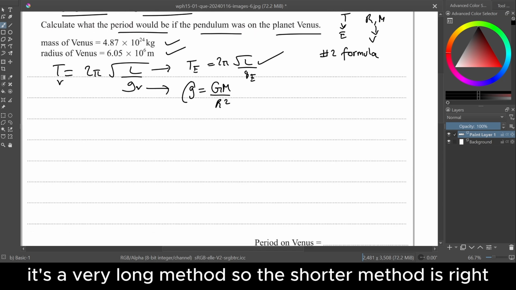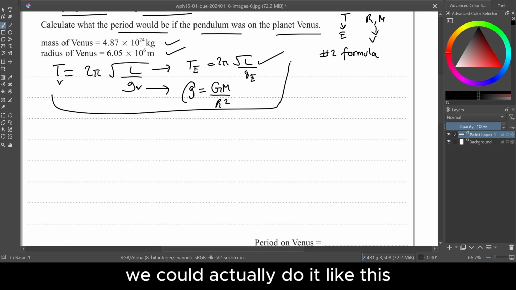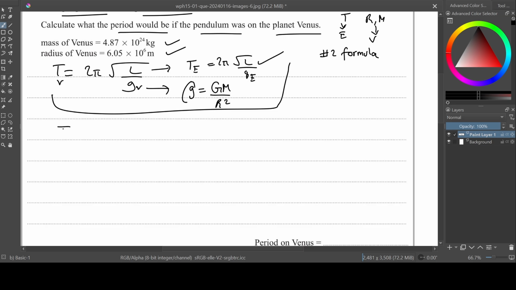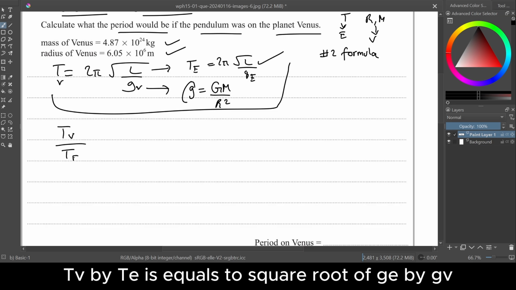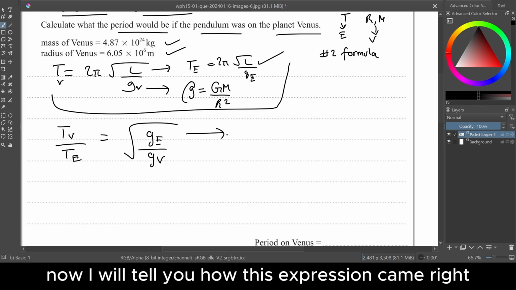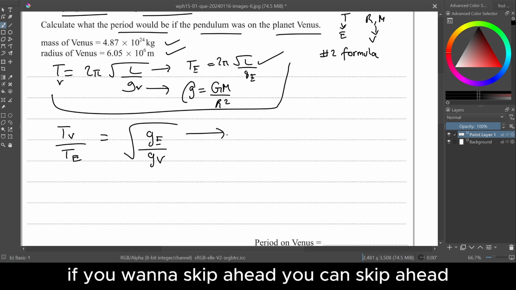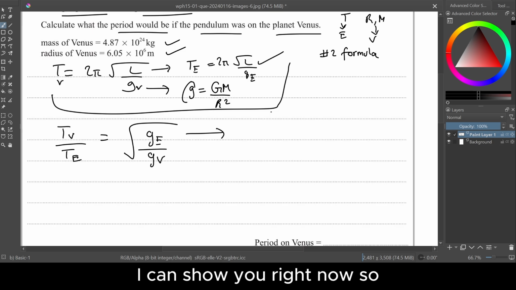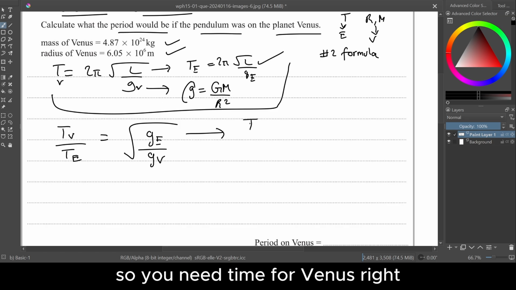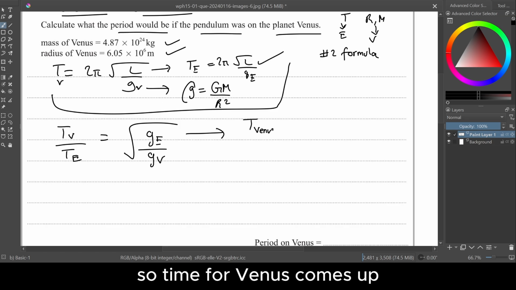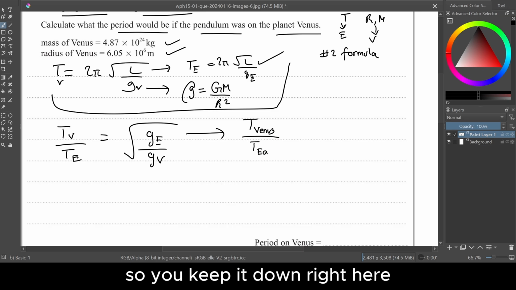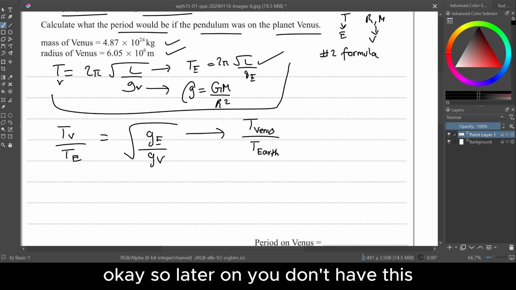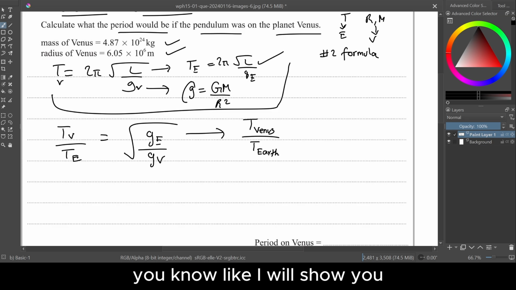So the shorter method is, we could actually do it like this. TV by TE equals square root of GE by GV. Now I will tell you how this expression came. If you want to skip ahead, you can skip ahead. But for those who don't know how this expression came, I can show you right now. So you need the time for Venus, right? So the time for Venus comes up, and then you have the time for Earth, so you keep it down right here.